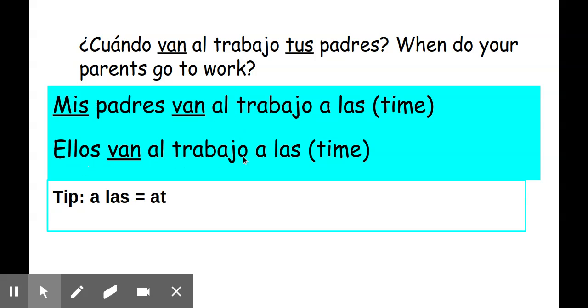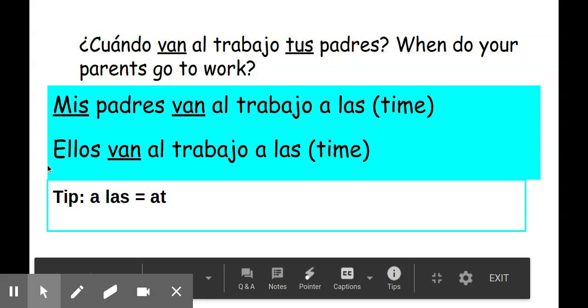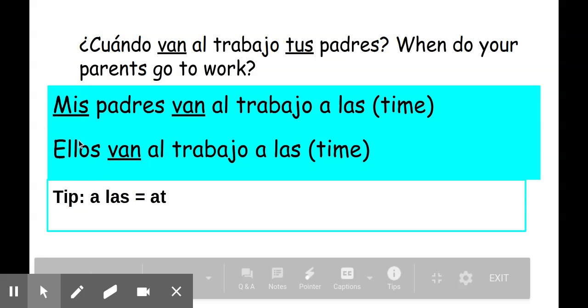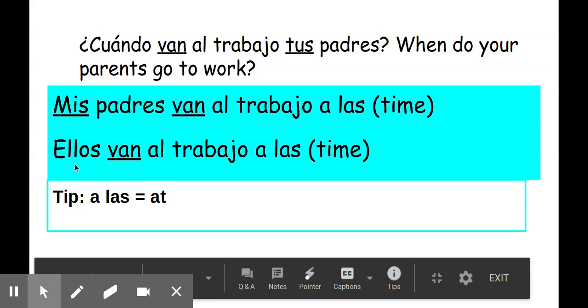Ellos van al trabajo a las, and then a time. So we can change mis padres to they. But notice that we're reverting to the masculine they rather than ellas, because when you have a mixed group, male and female, you revert to the masculine word for ellos.